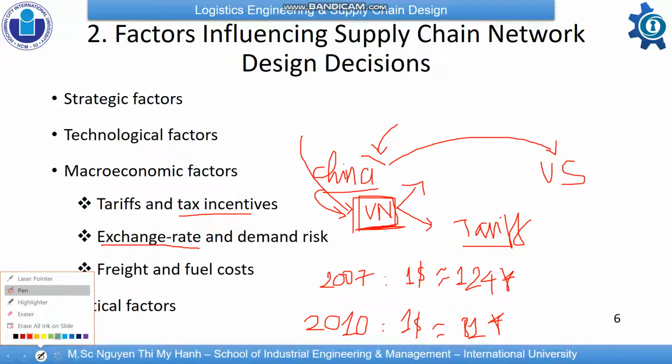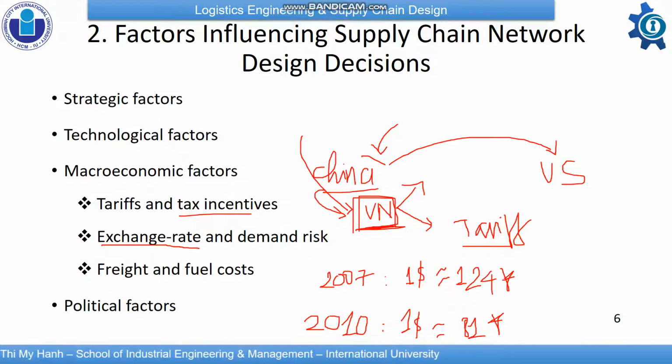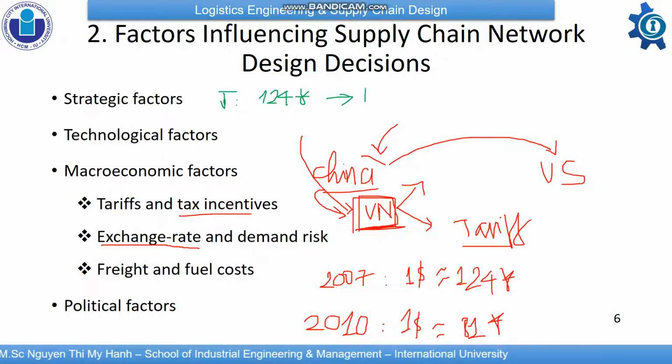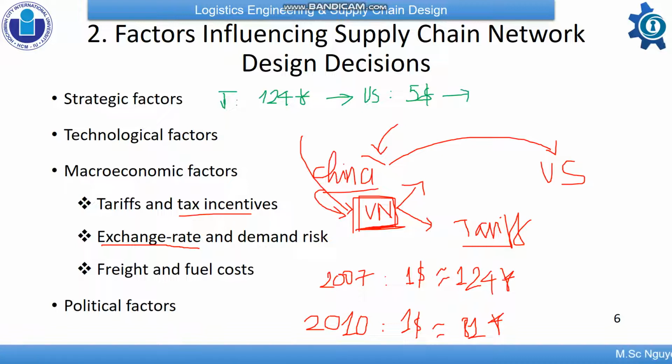If my factory is in Japan and the cost to produce 1 unit of product is 124 yen, and I export the product to the US and sell at the price of $5, then the profit I gain is $4, right? The profit.